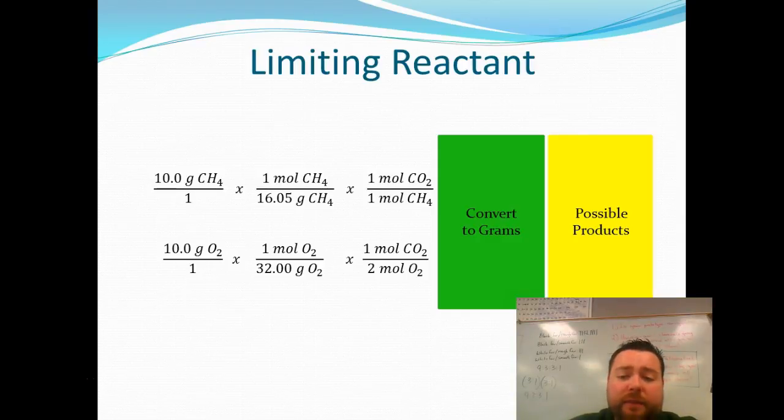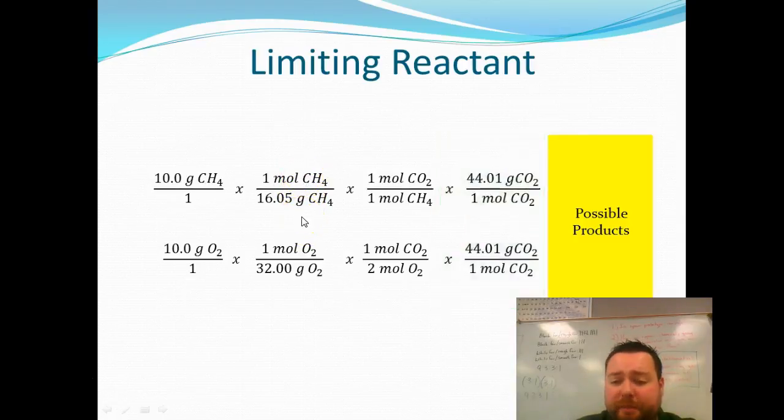Our last step is to convert to grams. We're going to do the same thing that we did over here, except instead of moles being on top and grams on the bottom, we're going to do the opposite. Because we were converting to CO2 on both of them, this step looks exactly the same for both equations. The molar mass of carbon dioxide is 44.01 grams for every 1 mole of CO2. Now we have everything that we need. We have calculated these to a common possible product, and now all we have to do is multiply across.